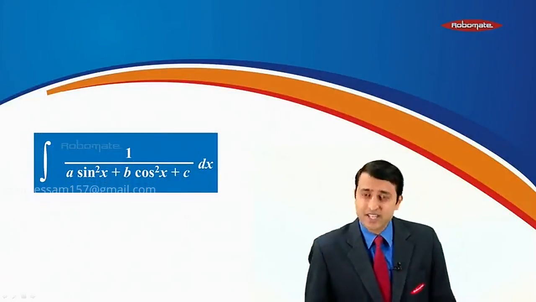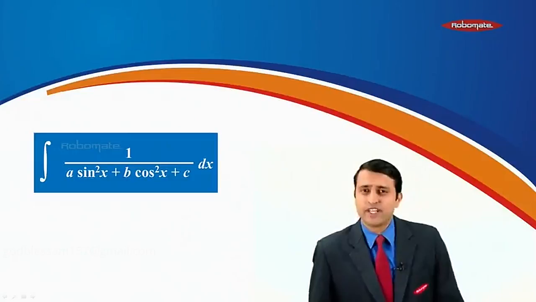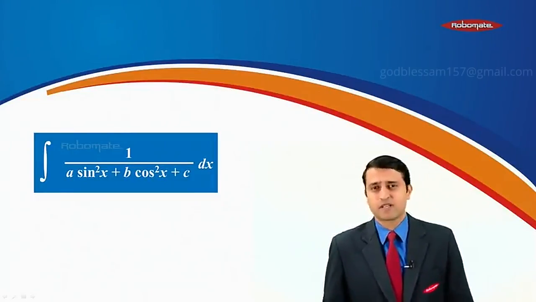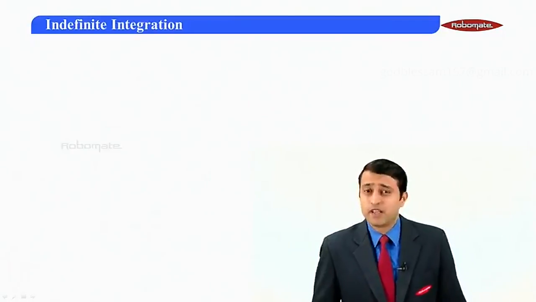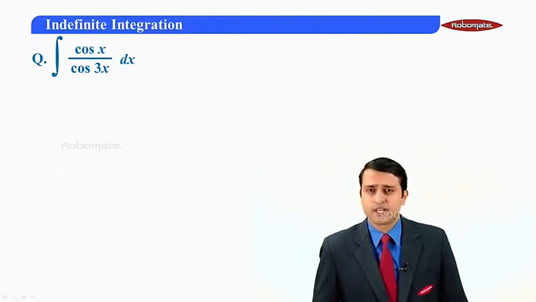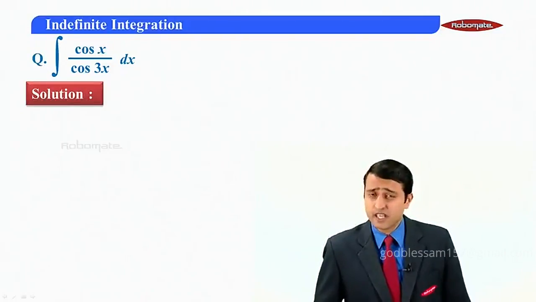Hello my dear students, let us continue our discussion of the integrals which are of the form 1 upon a sine square x plus b cos square x plus c. Let's take an example. Now you may be surprised looking at the example, but don't worry, I'll explain everything in this particular question. Let's see the solution.